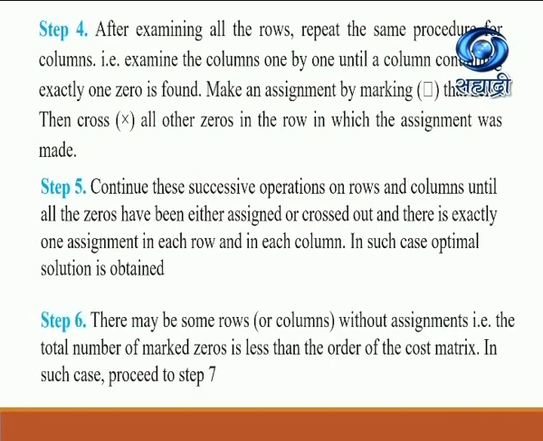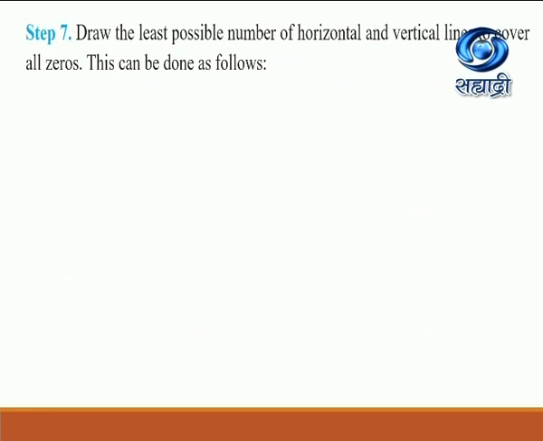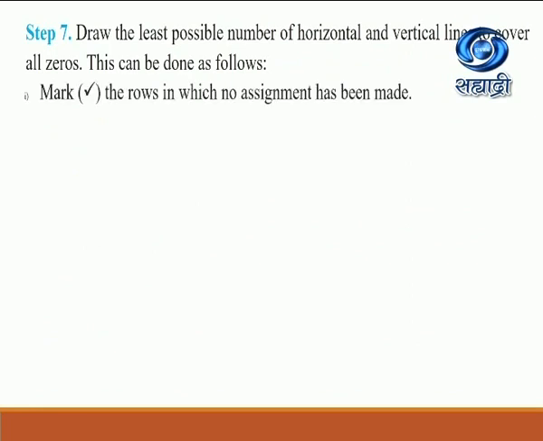If this doesn't happen, then there may be some rows or columns without assignments, that is, the total number of marked zeros is less than the order of the cost matrix. In such a case, we proceed to the next step. Draw the least possible number of horizontal and vertical lines to cover all zeros.